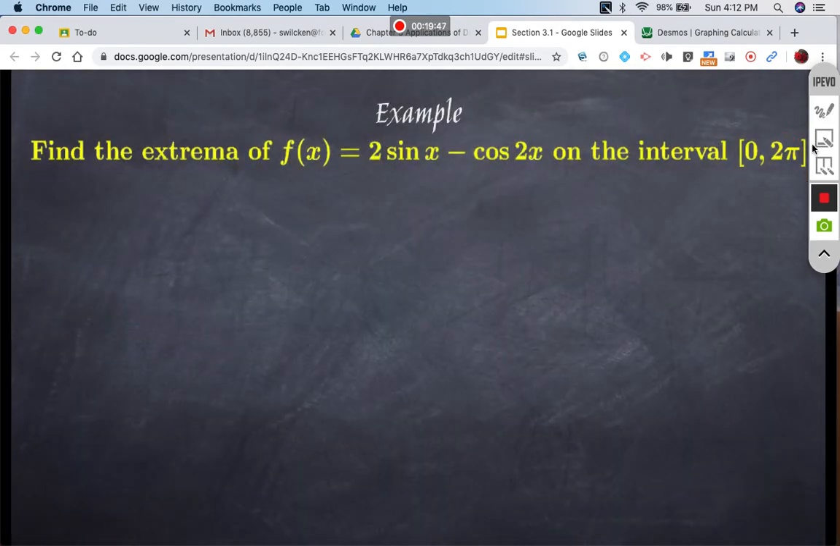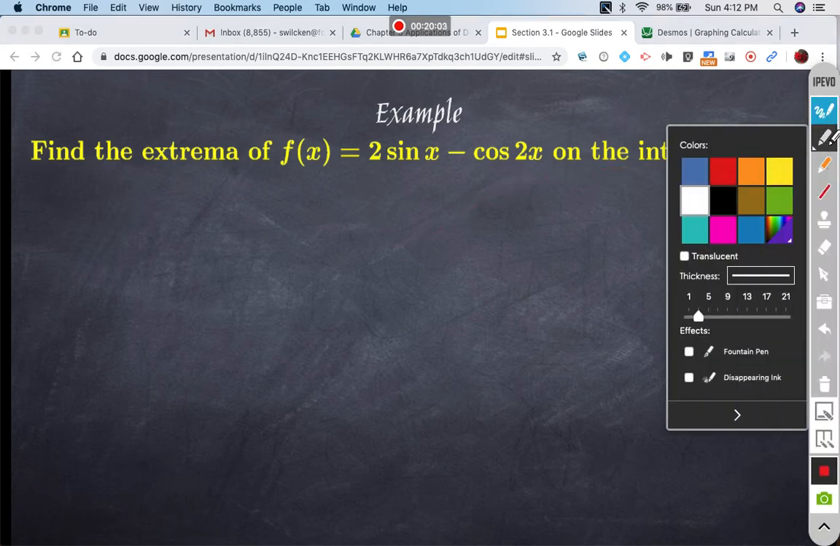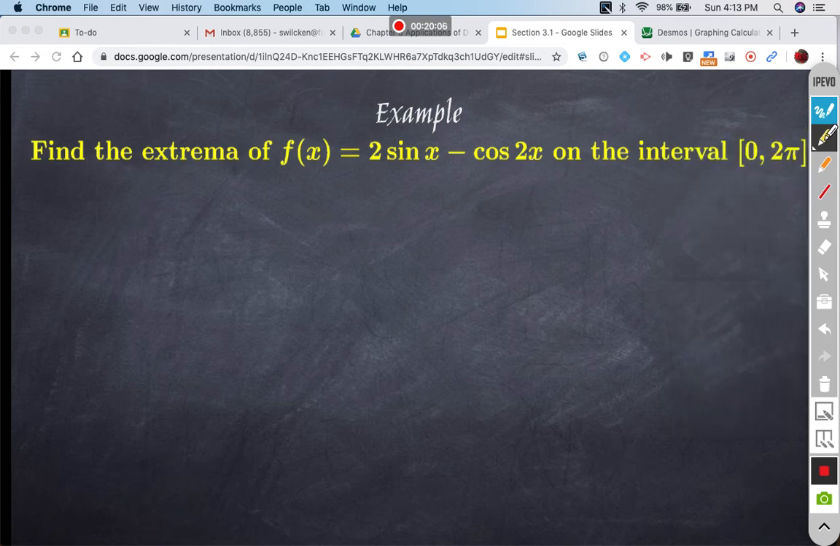And where would be the fun if we didn't do one with trig functions? So go ahead and try your hand at this one. So again, to find my critical values, I'm going to start off by finding my derivative.